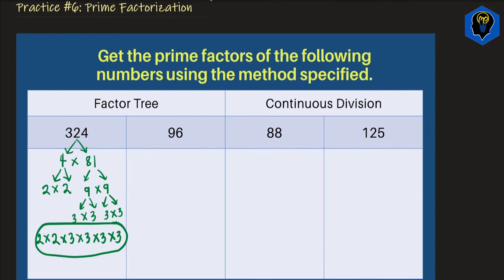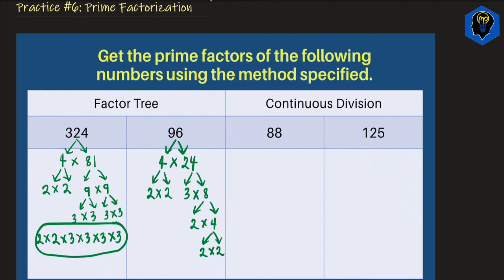Okay, let's move on to 96. Same procedure. We need to use factor 3. So, let's use again 4. So, 96 divided by 4, that is 24. So, 4 times 24 is 96. So, this will be 2 times 2. And 24 is 3 times 8. And we know that 8 is 2 times 4. And 4 is 2 times 2.